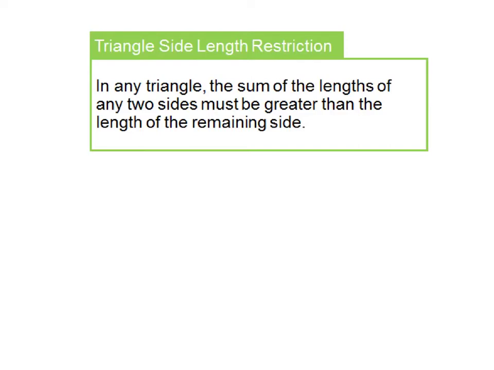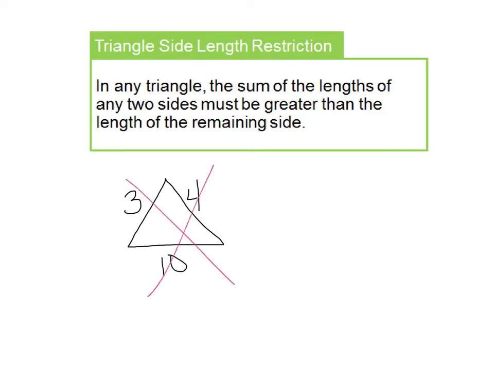So, for example, if I drew this picture and told you this one was 3 and this one was 4 and this one was 10, you would have to know that's not possible because 3 plus 4 is less than 10. So in order for this side to be 10, these two sides have to add up to something bigger than 10. That's just something that you need to be aware of when we start talking about the law of cosines, to make sure that when you are finding side lengths that they actually work.